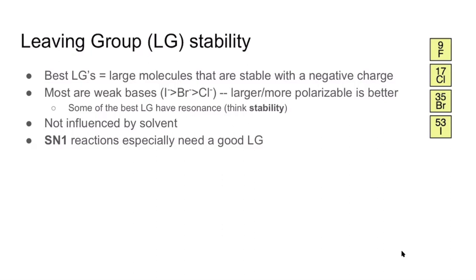And also, lastly, SN1 reactions especially need a good leaving group. The reason, if you can remember, is that in SN1 reactions, the leaving group leaves by itself. So it isn't kicked off in a backside attack. So it's very important to have an especially stable leaving group for SN1 reactions, because that's the rate determining step, and it needs to be able to leave on its own and be stable so that you can get that carbocation intermediate. Any questions about leaving groups?